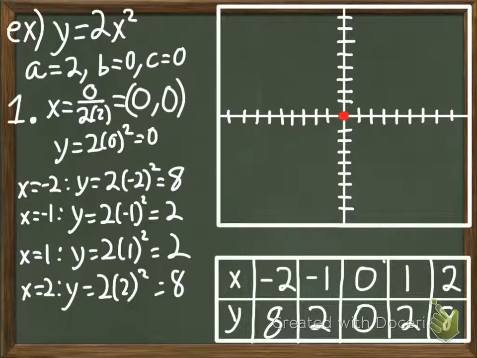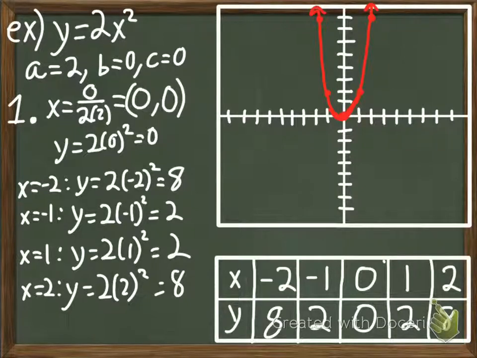So now let's plot the points. So (-1, 2), (-2, 8), (1, 2) and (2, 8). And then when we draw this, we want to try our best to make it look like a curve. We don't want to make it look like two lines coming out, so try to make it look like a curve as best you can. And there we go.